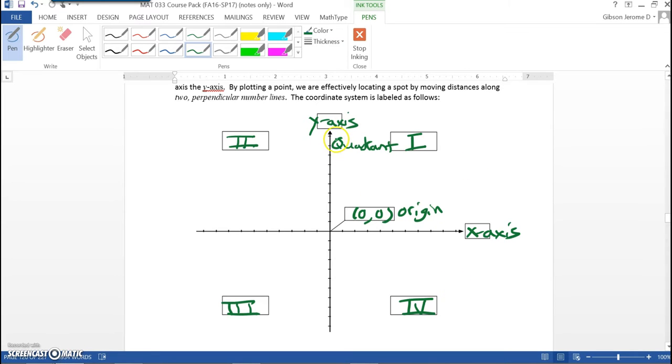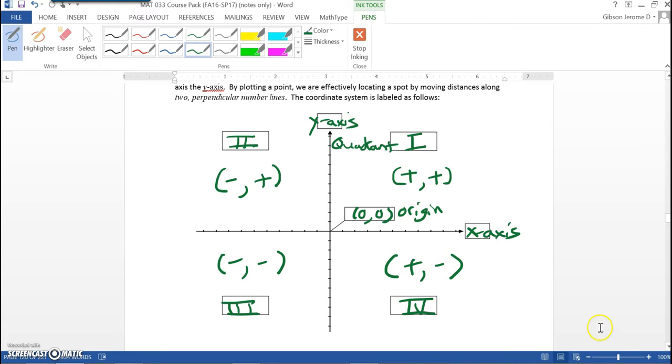Any value that does not rest on the y or x axis is in one of these quadrants. So, what the quadrants do is give you the characteristics of the values that will be in your ordered pair. So, for instance, x will be positive in quadrant 1 and y will be positive. In quadrant 2, x will be negative, y will be positive. Quadrant 3, x and y are both negative. In quadrant 4, x will be positive and y will be negative.